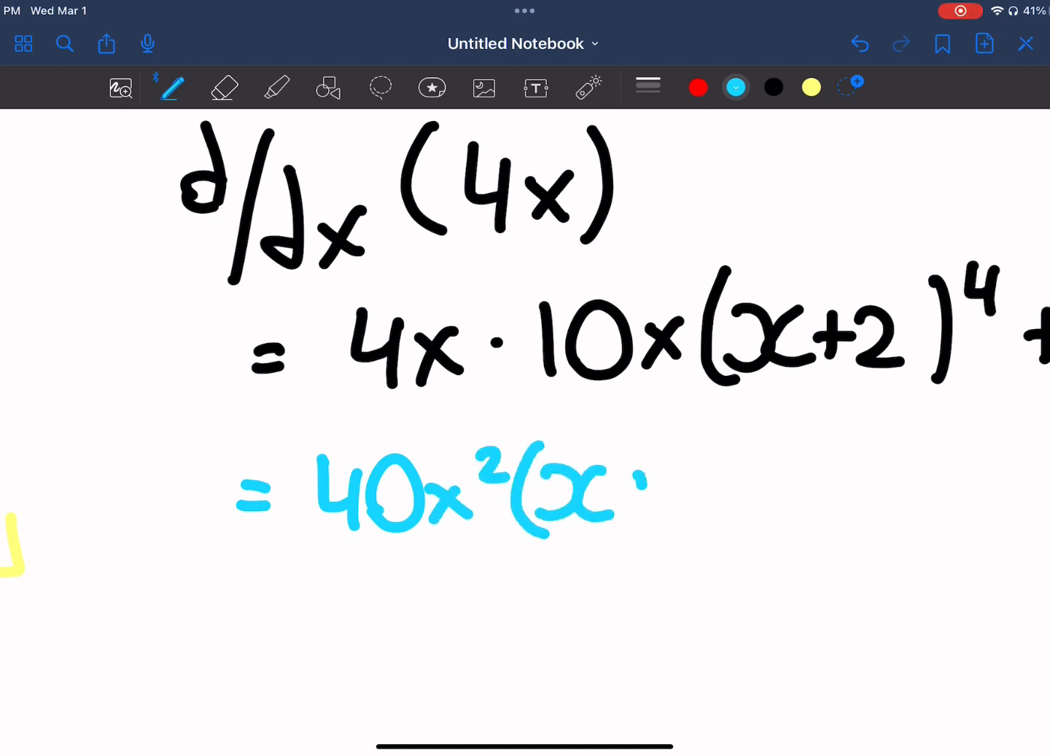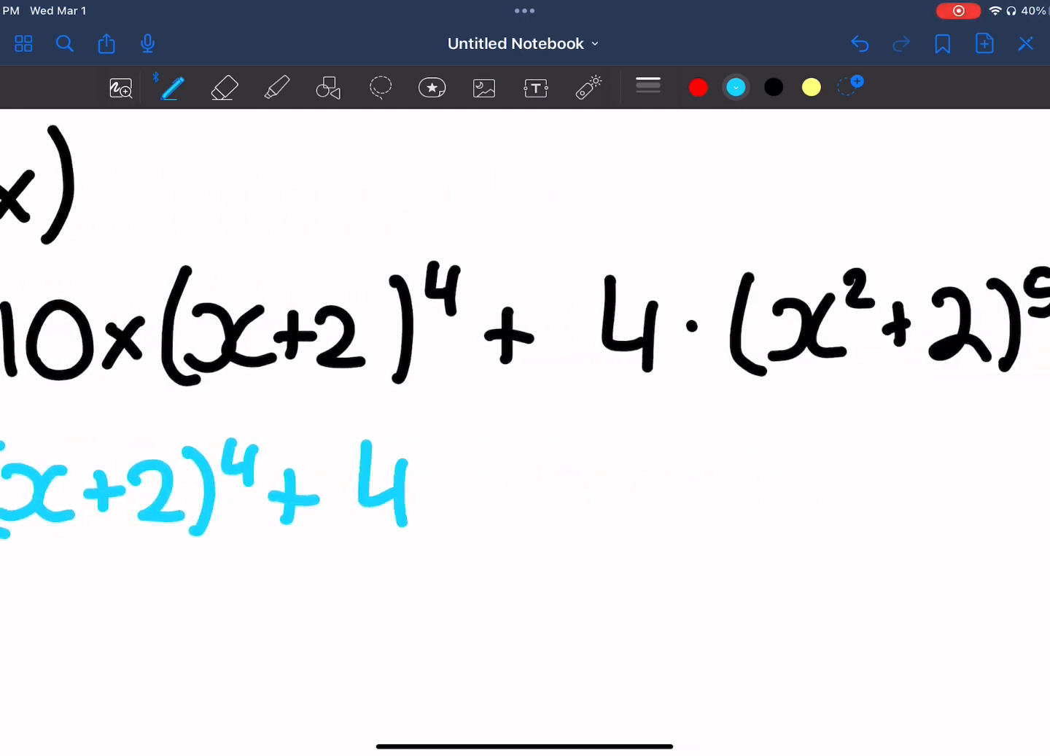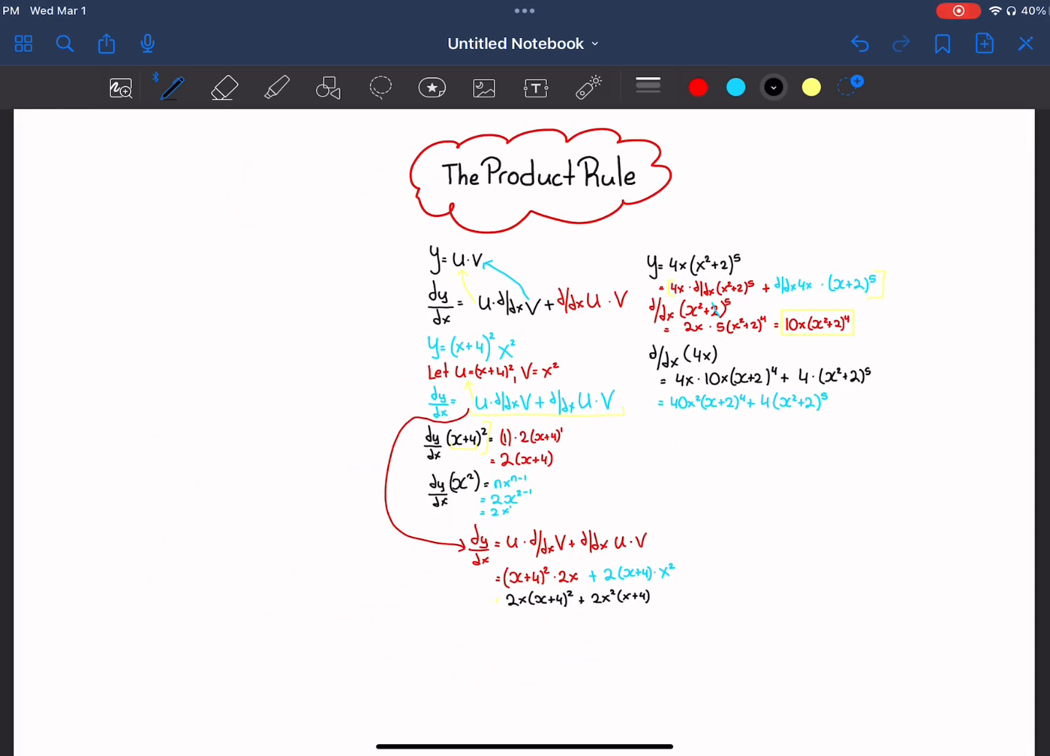So just expanding now, because we already have the answer essentially. It's equal to 4x times 10x, which is 40x to the power of 4 times 4 times x squared plus 2 to the power of 5. And this is a very simple question. This is the answer, so if you were working it out by yourself, hopefully you're able to come to that conclusion. And yeah, that's the end of this video. This video was just product rule. I hope you've learned something.